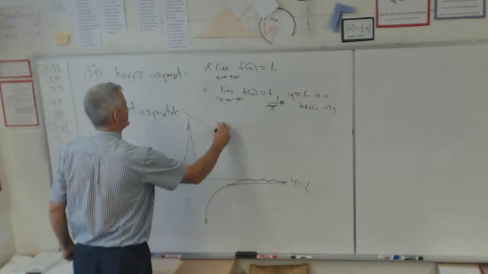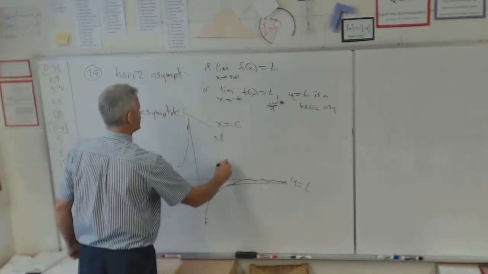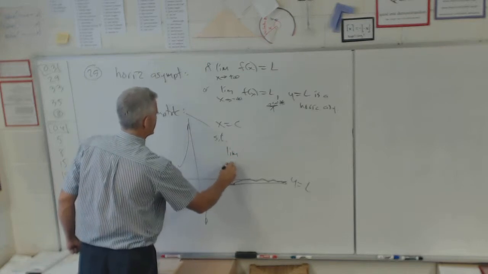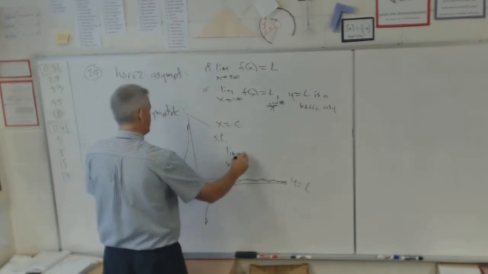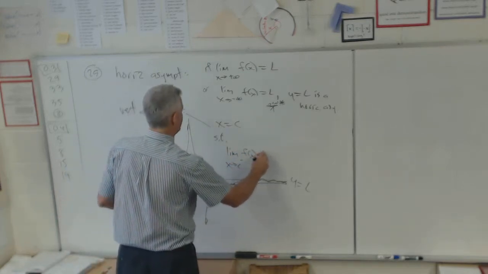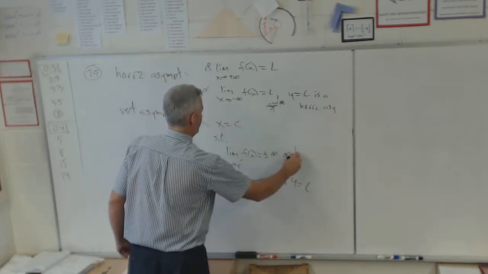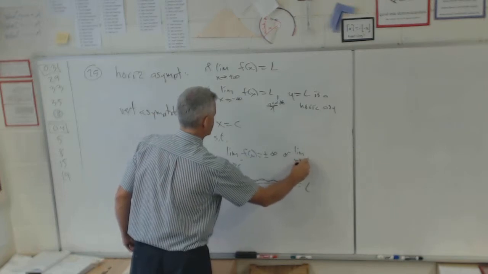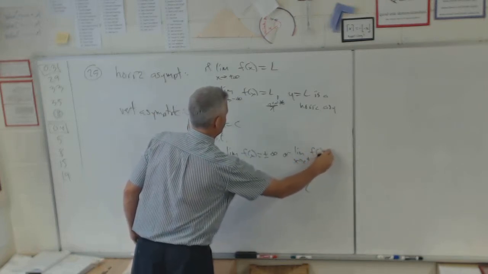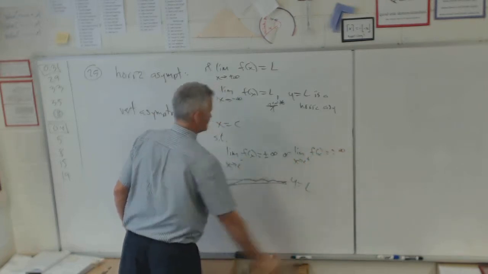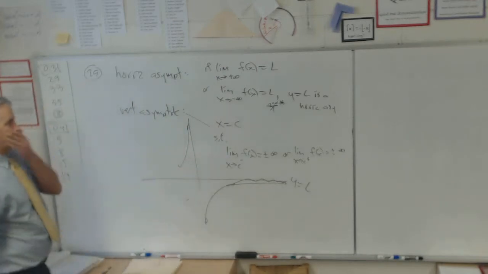The vertical asymptote is when we have x equals c, such that the limit as x approaches c from the left of f of x is either positive or negative infinity, or the limit as x approaches c from the right of f of x is either positive or negative infinity.